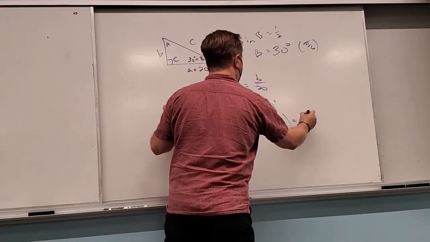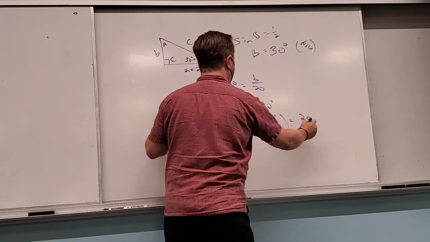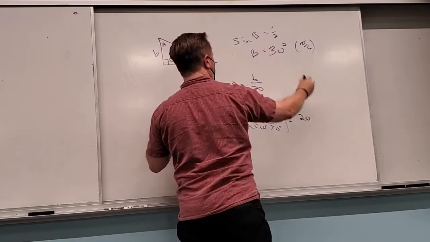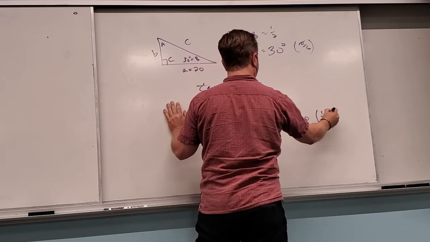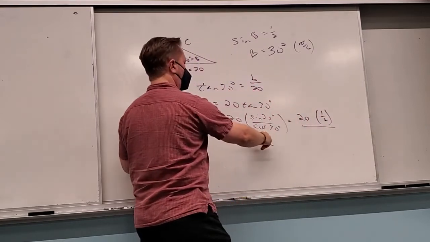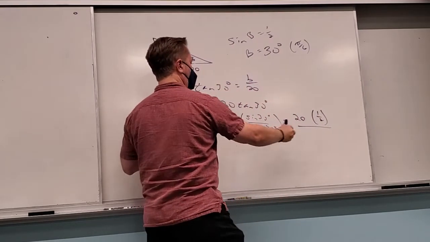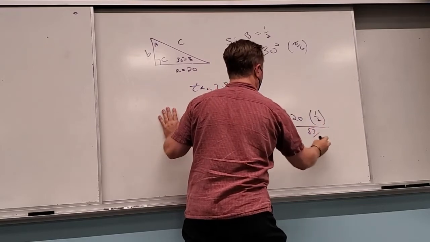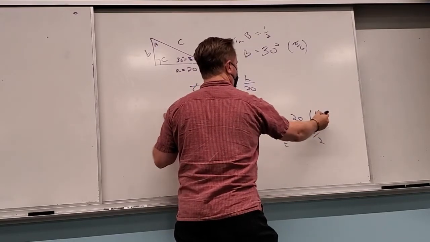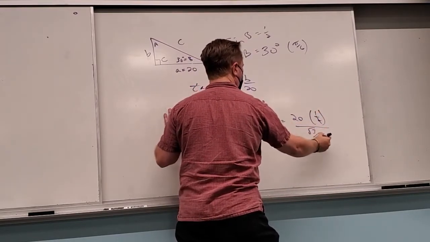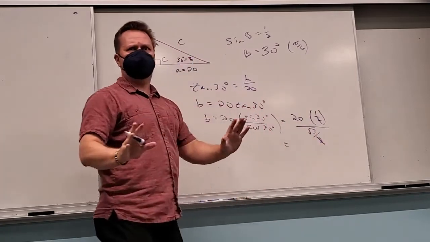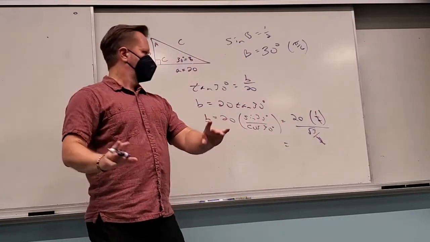what's sine of 30? I think we just did that a minute ago. Well, we know what sine of 30 is. Sine of 30 is 1/2. What's cosine of 30? Rad 3 over 2. So you see how the over 2's cancel? Is that cool? Do you see how the over 2's cancel?